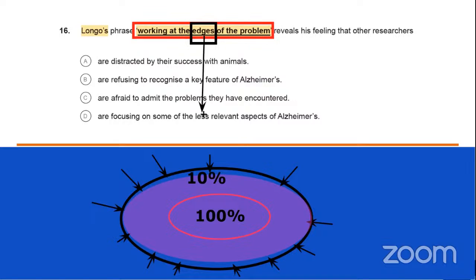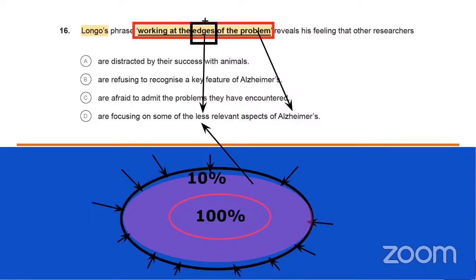Edges means less serious problem. Alzheimer's. Okay, so less is only 10%, because they are going to the borders only. So you have to understand, working at the edges means not going into the center. Center means more serious. Edges means less serious, so less important. So that's the question there for you.